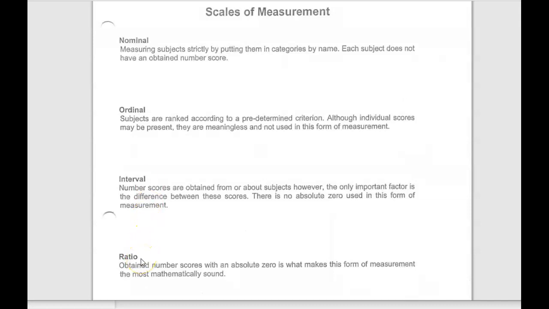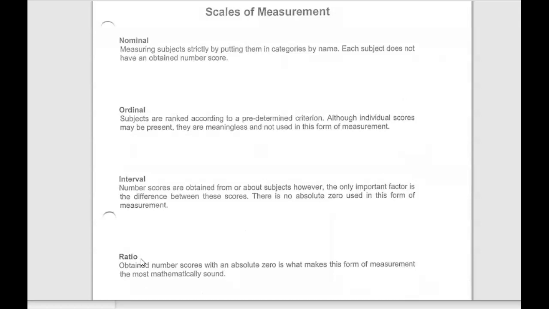So the most precise one scientifically would have to be ratio. If you scored 43 out of 50, well, that's an 86%. I understand what that means. So ratio is the most scientifically precise, the most exact at the same time.